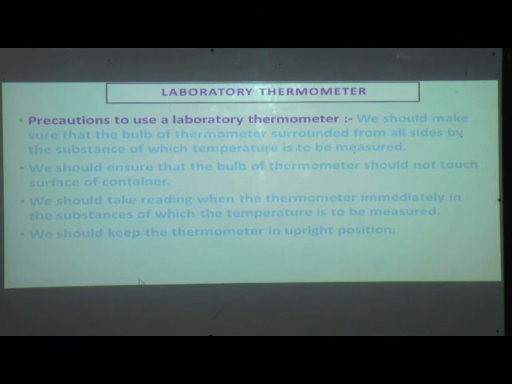And we should keep the thermometer in an upright position. It means, while using a clinical thermometer, you saw the picture, which is also given in your textbook, that the girl is measuring her temperature and she is holding it horizontal. With the clinical thermometer, while we measure or check the temperature, we have to hold it horizontally. But how do you have to hold this laboratory thermometer? We have to hold it in an upright position.